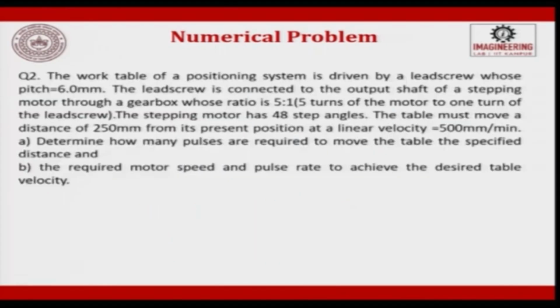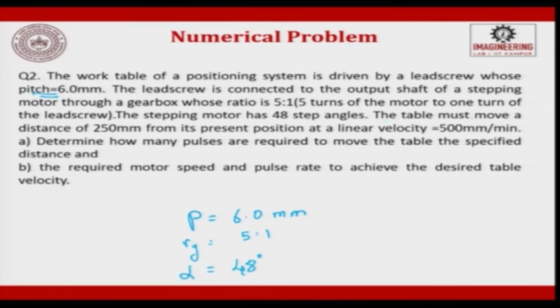Let us try one more problem. The work table of a positioning system is driven by a lead screw whose pitch is 6 millimeter. The lead screw is connected to the output shaft of a stepping motor through a gearbox ratio which is given as 5:1. So, 5 turns of motor to 1 turn of lead screw. It is trying to reduce, so you will get a better resolution. The stepping motor has a step angle, alpha, of 48 degrees.